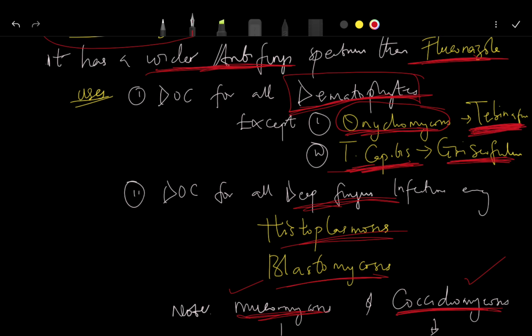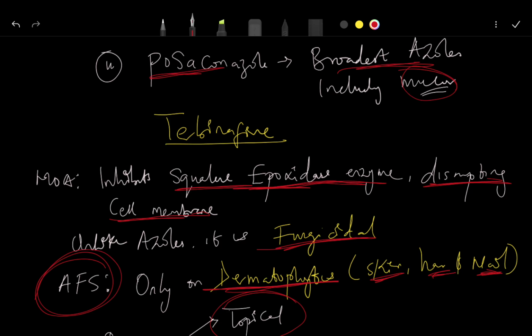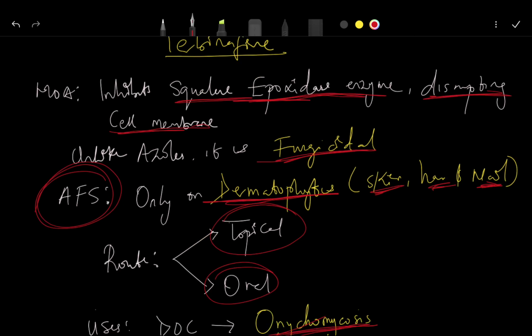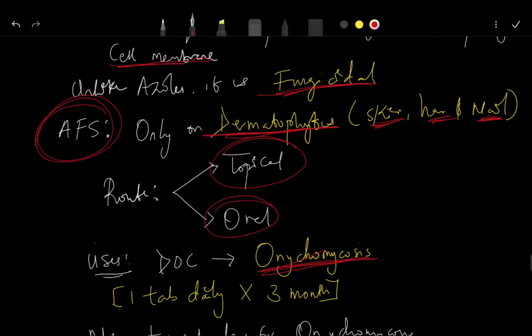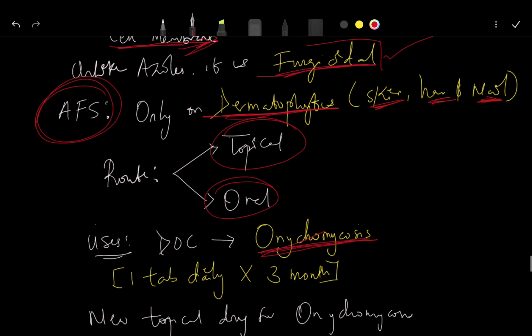So terbinafine is the drug of choice for onychomycosis. And terbinafine, how does it work? It works by inhibiting membrane synthesis. The reason why this one is fungicidal is because the squalene that accumulates can destroy the cell membrane. Unlike azoles, which are fungistatic, terbinafine, which still works on that same pathway, is fungicidal. We want to take note of that.